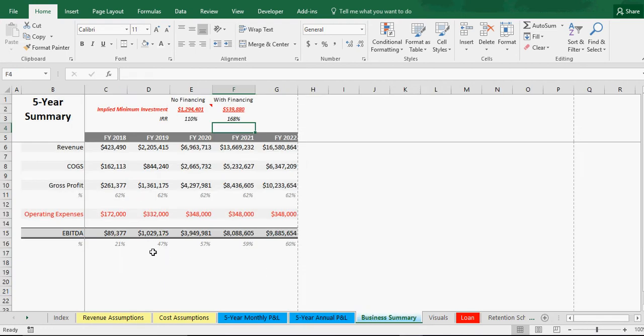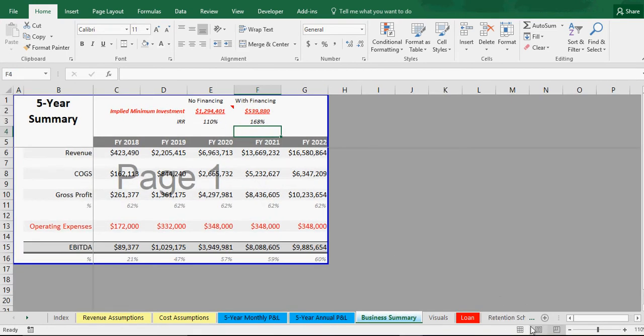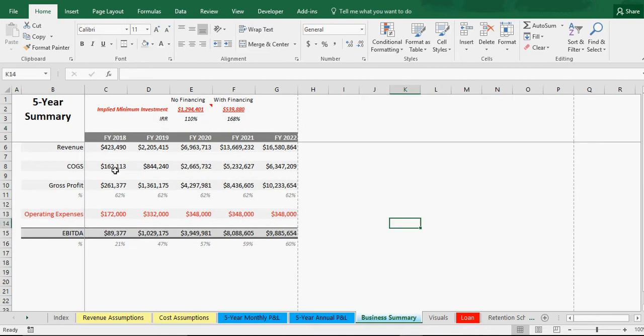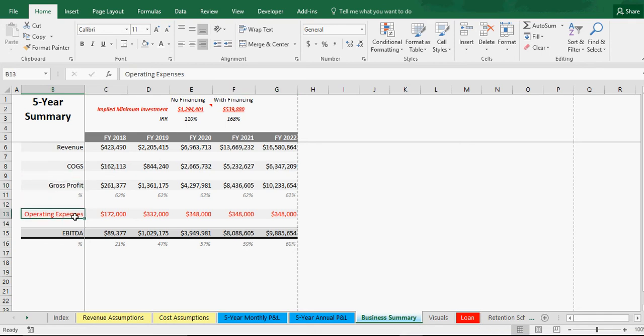So then we got the business summary, and you can put this into a nice little page format or however you want, but the key is to show some high level metrics. And so I just did top line revenue, cost of goods sold, gross profit, operating expenses, EBITDA. Real simple. These are the easiest line items to understand. It represents what you plan on doing for the next 5 years.